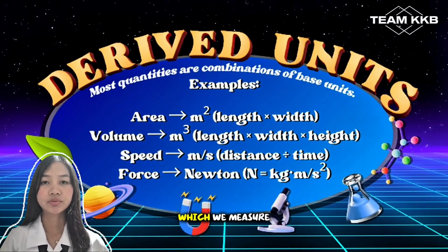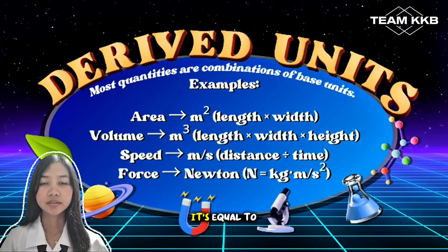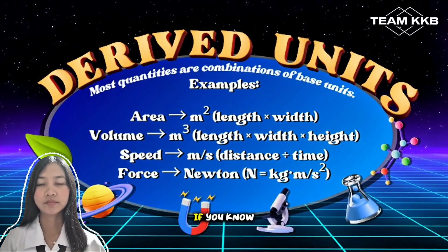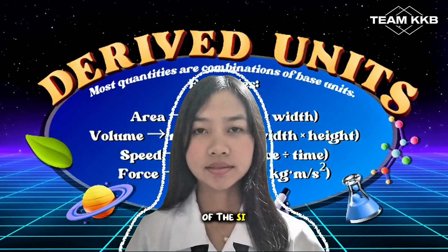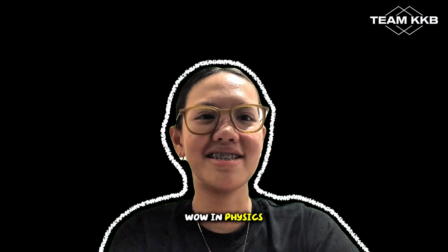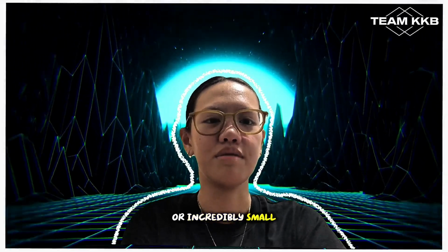Even force, which we measure in newtons, is derived from the base units. It's equal to 1 N equals 1 kg times meter per second squared. If you know the formula, you can figure out the derived unit. That's the beauty of the SI system. Everything connects logically. In physics, we often deal with numbers that are extremely large or incredibly small.